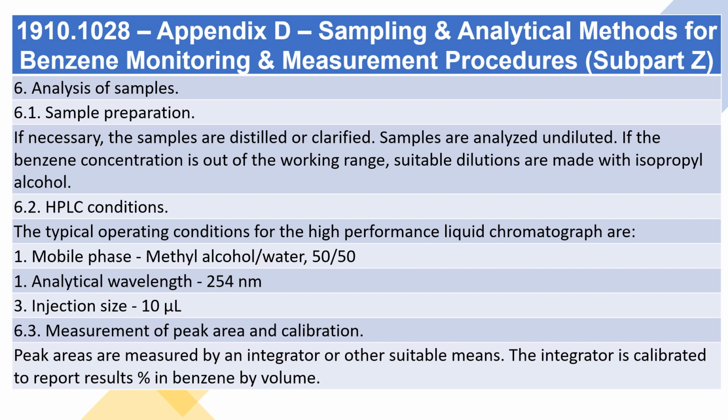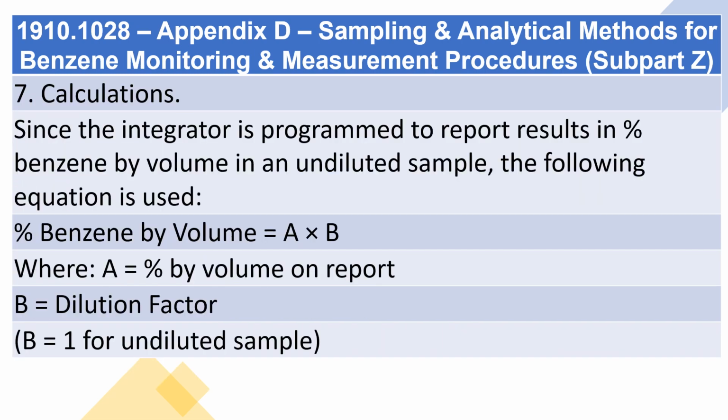6.3 Measurement of peak area and calibration. Peak areas are measured by an integrator or other suitable means. The integrator is calibrated to report results in % benzene by volume. 7. Calculations. Since the integrator is programmed to report results in % benzene by volume in an undiluted sample, the following equation is used. % benzene by volume equals A times B, where A equals % by volume on report, and B equals the dilution factor. B equals 1 for an undiluted sample.